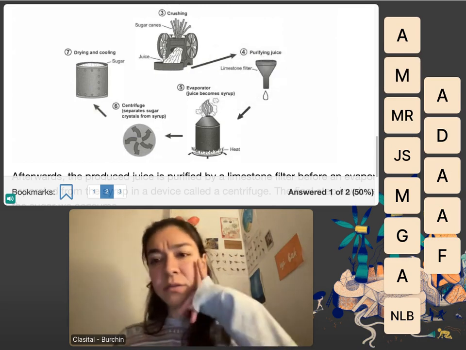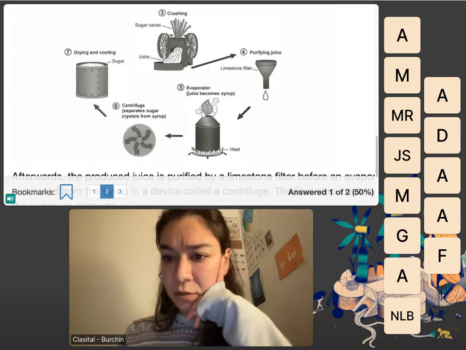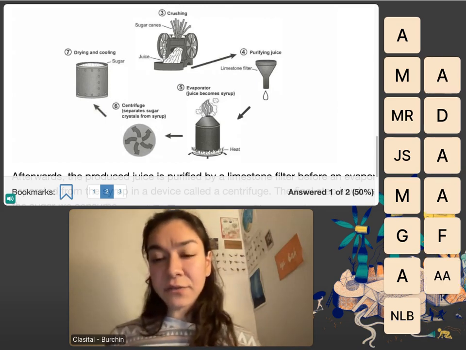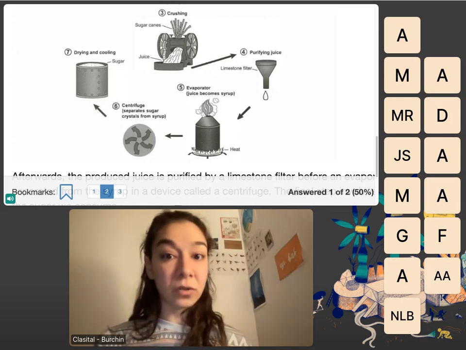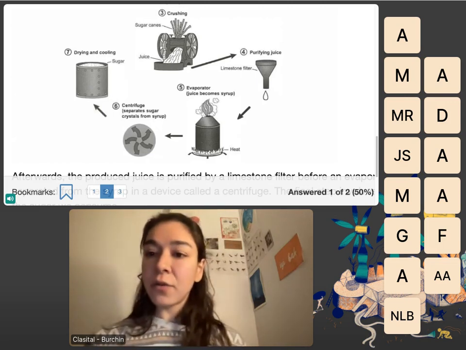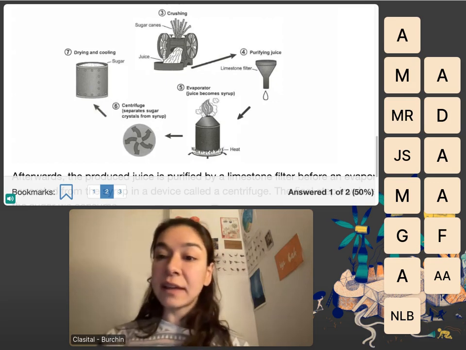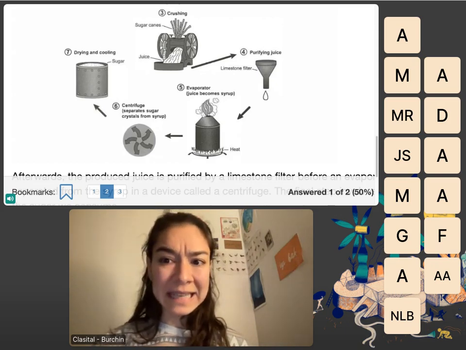Divya, didn't I read yours? After crushing, next step includes. I think I haven't read it. Divya says, after crushing, the next step includes the purification where limestone filter is used. Nice. Purification of juice, maybe. Further. Maybe. Further, it evaporates. And the juice, it evaporates.